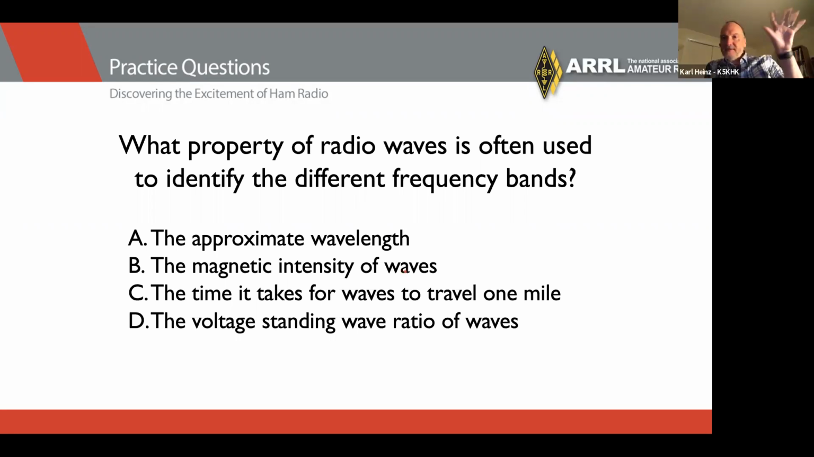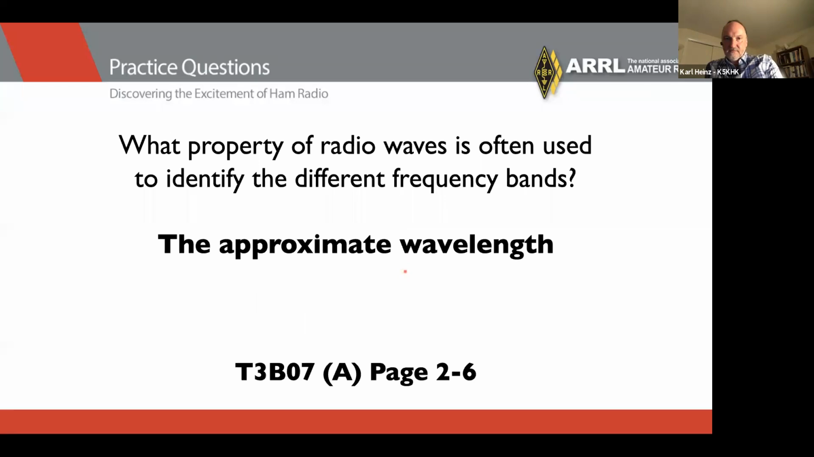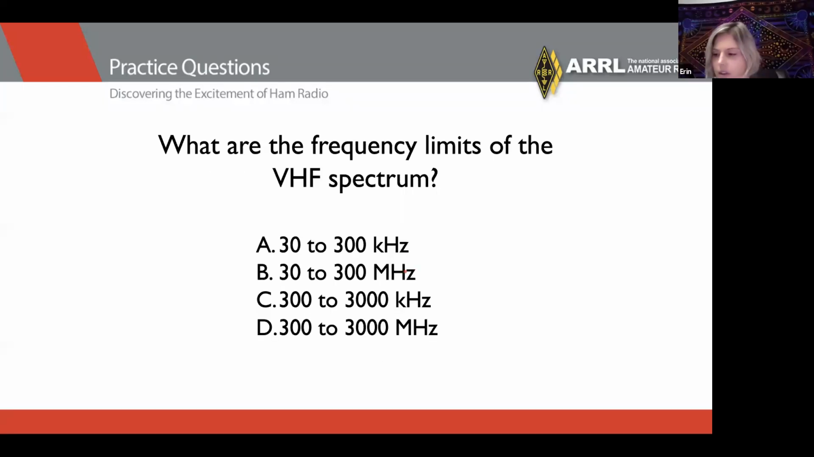So remember that table with all those not very nice looking numbers? We rounded that to something closer, and we said, okay, the approximate wavelength in meters is what we call that band. Okay, so those are bands, and then the other ones were frequencies or wavelengths.